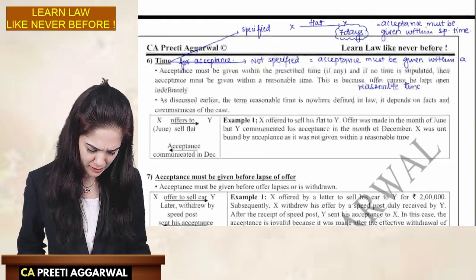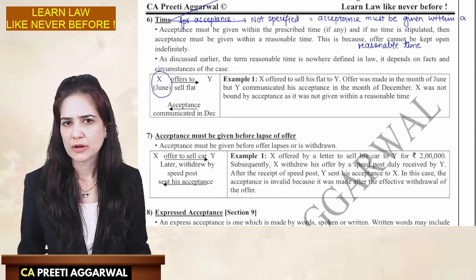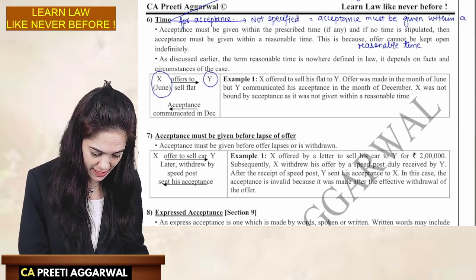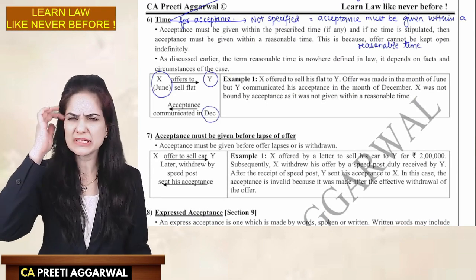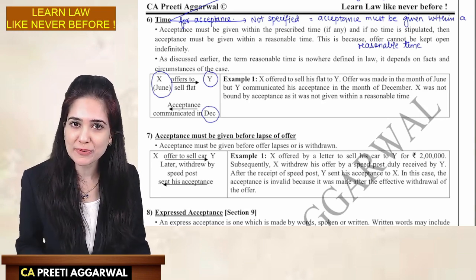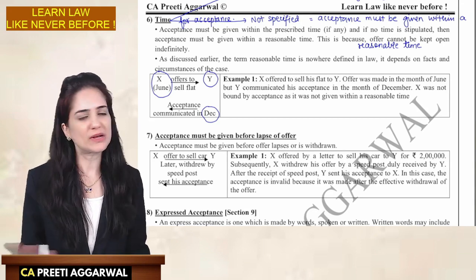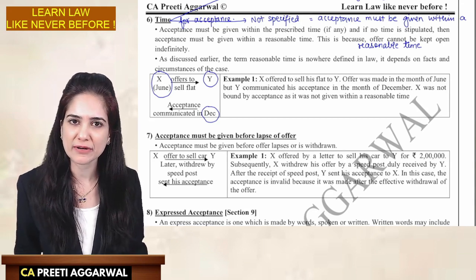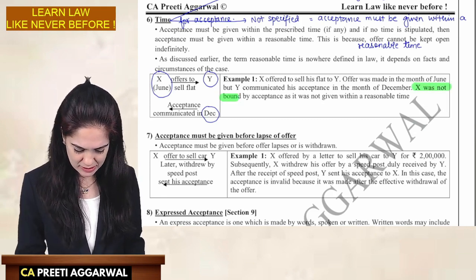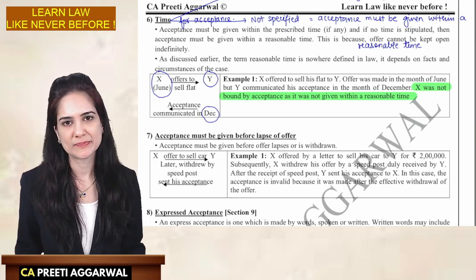Now you tell me, X in the month of June offered to sell his flat to Y. Y is giving his acceptance in the month of December. Is it valid acceptance? No. 6 months gap. It's not reasonable. This is not valid acceptance. It will not be a valid contract. X is not bound by the acceptance as it was not given within a reasonable time.